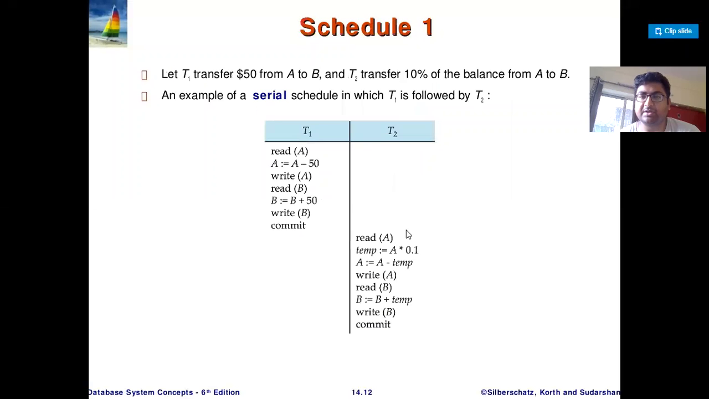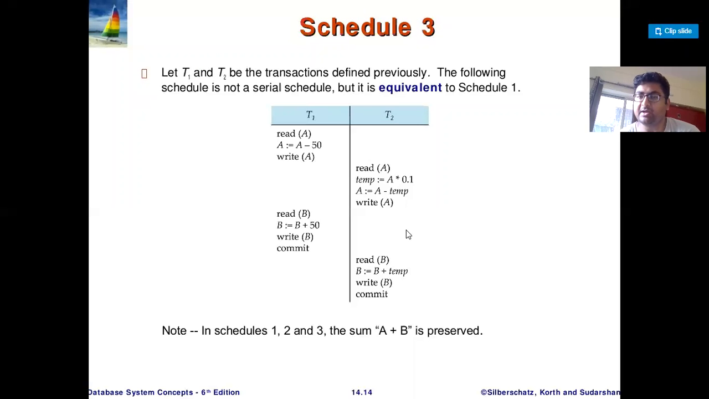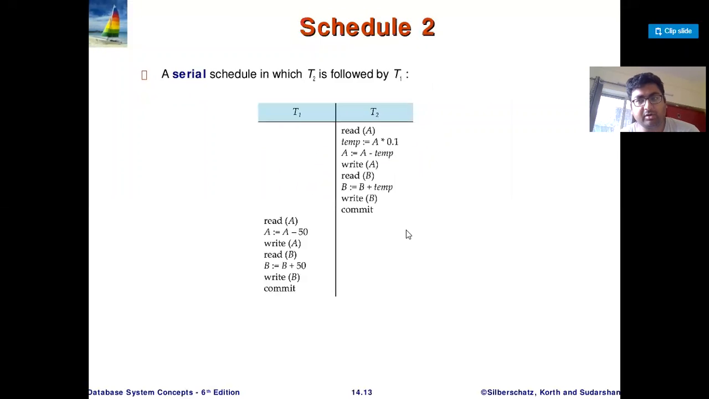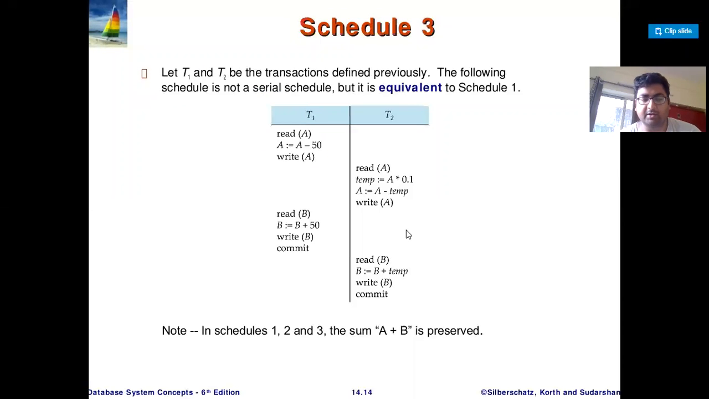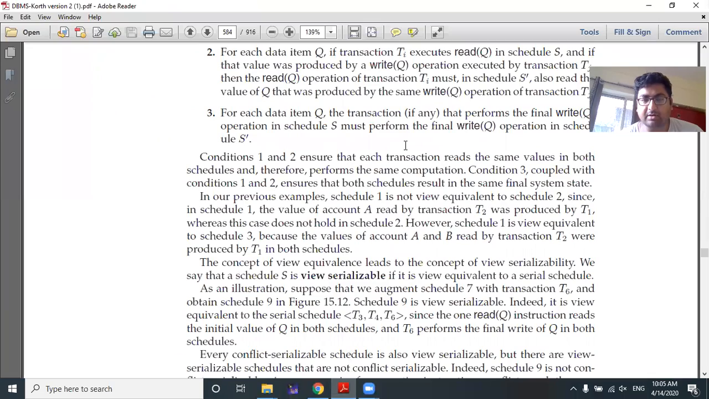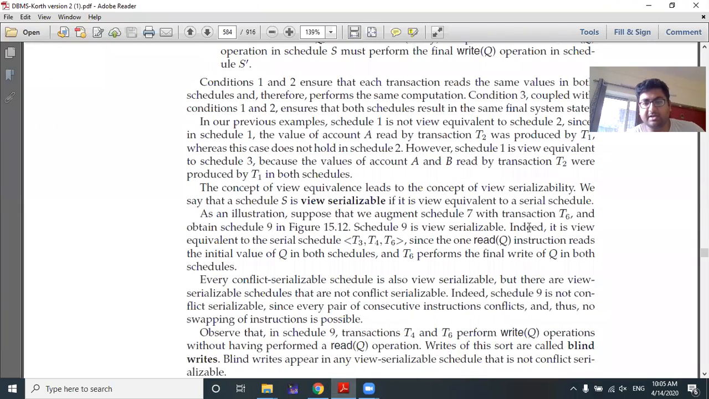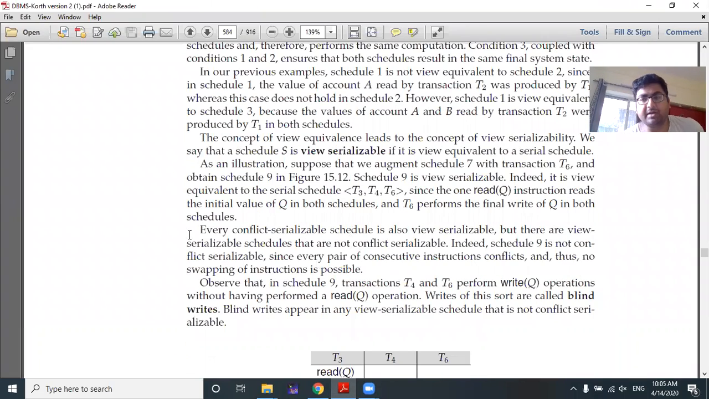So we can say schedule 1 and schedule 3 are view equivalent. Clear? Schedule 1 and schedule 2 are not view equivalent, whereas schedule 1 and schedule 3 are view equivalent. So let's go back to our lecture. These are the things which I discussed. I already gave the example of schedules 1, 2, 3, which are view equivalent and which are not.